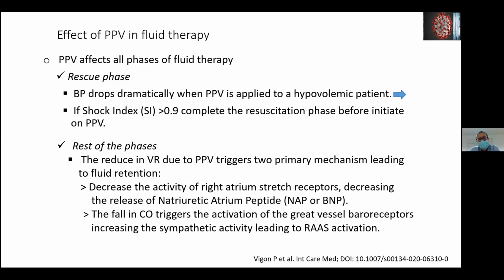And then remember as well that in the arterial sector, there is a baroreceptor that, when sensing those changes in pressure, is going to activate the sympathetic activity that leads to the activation of the renin-angiotensin system, which is going to retain more water. That's why we see in the ICU that patients who stay for long are edematous because of those mechanisms.